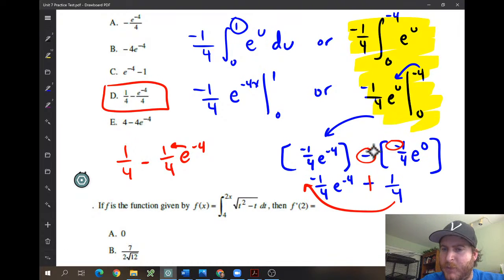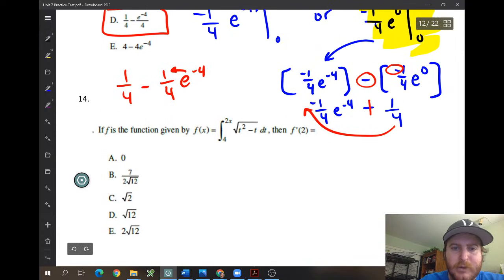Make sure, I've done that a couple times today, negative times a negative is a positive. Or, when you're subtracting a negative, you get a positive.